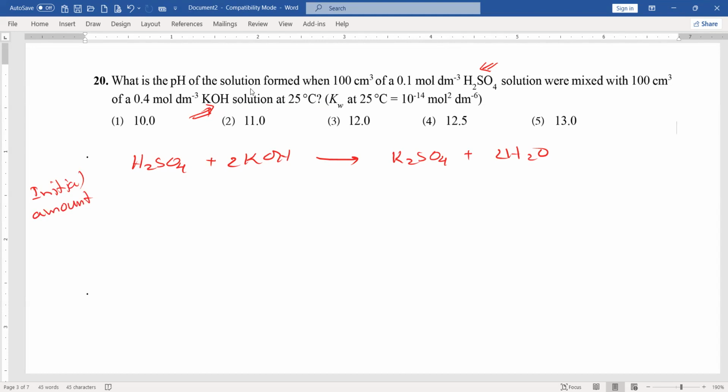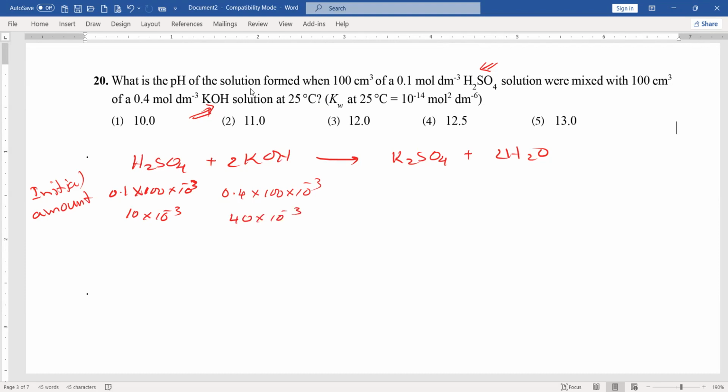Initial amount of sulfuric acid: 0.1 moles per dm cube into 100 into 10 to the power minus 3 dm cube. So you will get the answer as 10 into 10 to the power minus 3 moles of sulfuric acid. Then the KOH: 0.4 moles per dm cube into 100 cubic centimeters. Then the answer will be 40 into 10 to the power minus 3 moles.